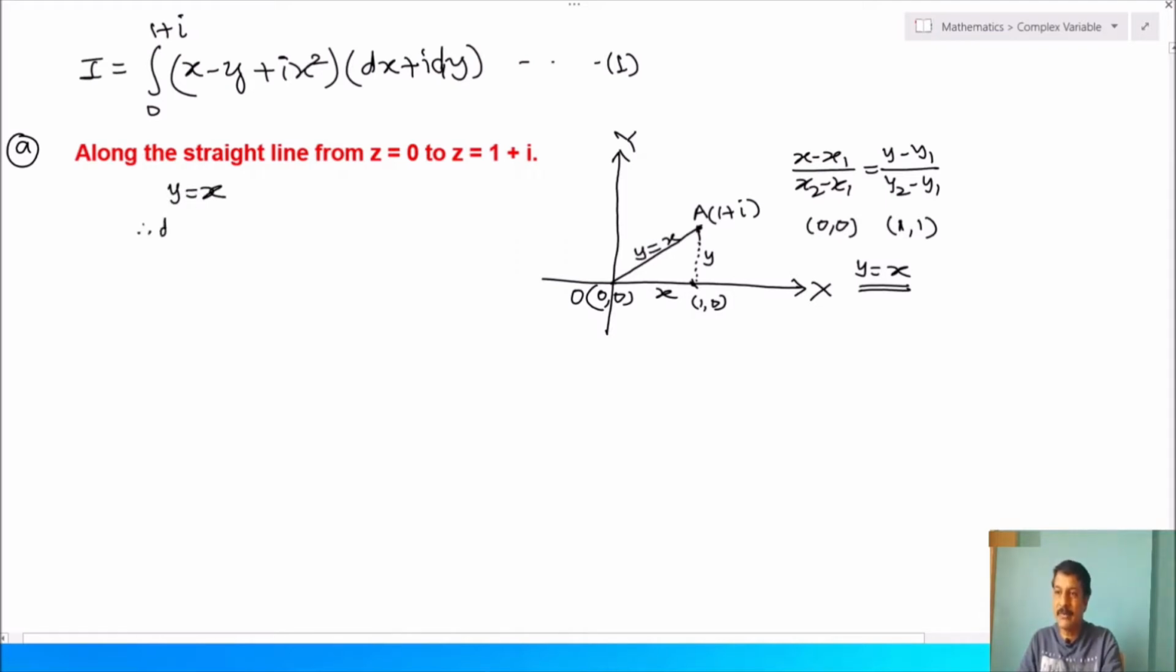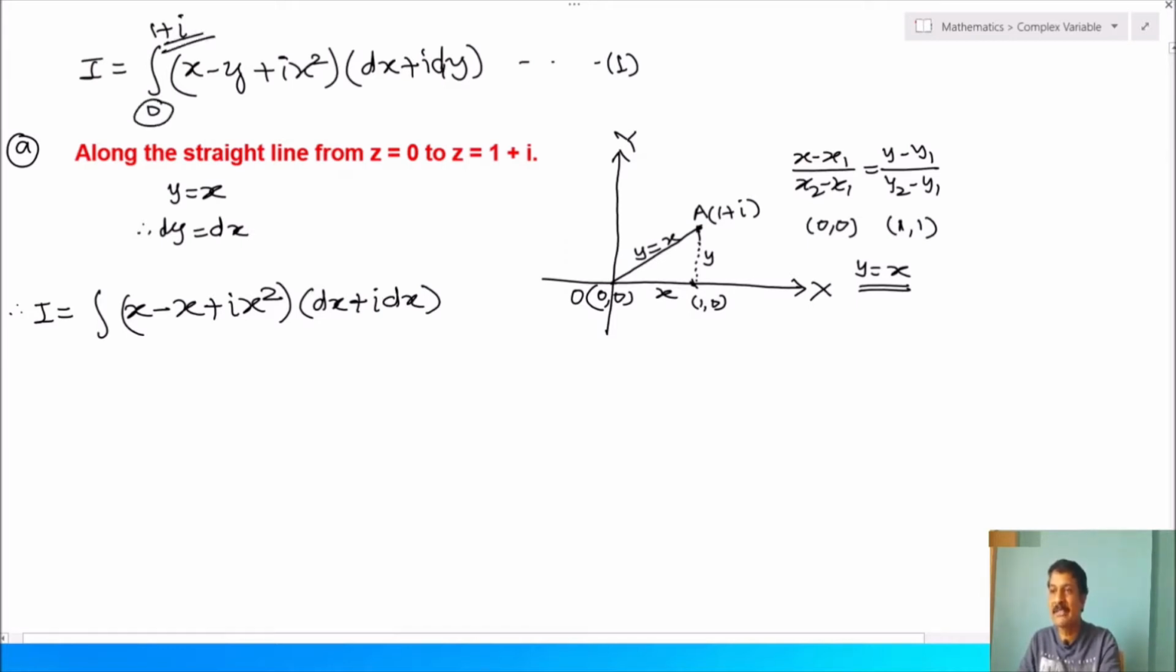So, what is the value of dy? dy equals dx. So, you convert this integral into a single variable, with y replaced by x and dy replaced by dx. Therefore, I get I equal to the integral of [x minus y, that is x, plus i x squared] dx plus i dy, which means dx. So, what about the limits? Here the limits are 0 to 1 plus i, so the values of x go from 0 to 1, that is O to A.